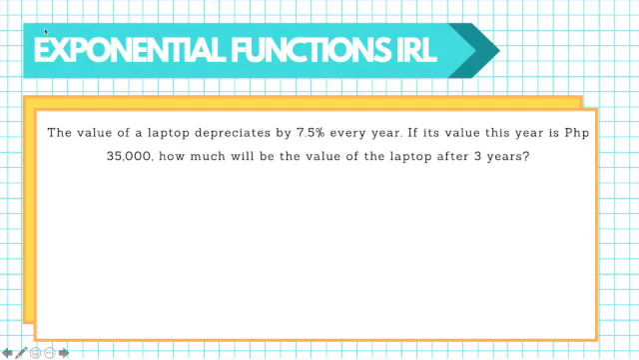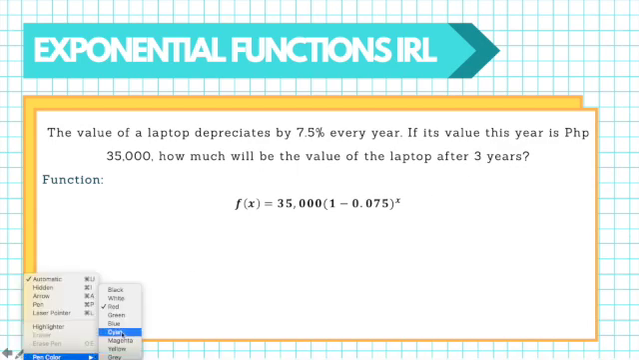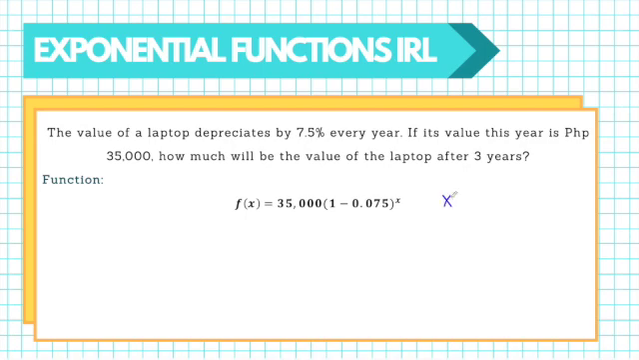So let's try to use the function to answer a problem that involves this situation. We're using the same situation. The question is, how much will be the value of the laptop after 3 years? Using the function f of x is equal to 35,000 times 1 minus 0.075 raised to x, we simply substitute 3 to x. Since our value of x is 3, f of 3 is equal to 35,000 times 1 minus 0.075 raised to 3.